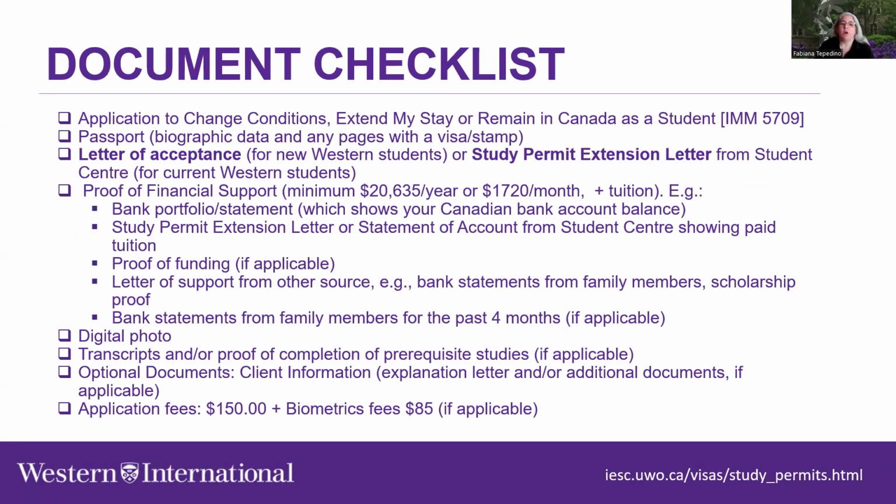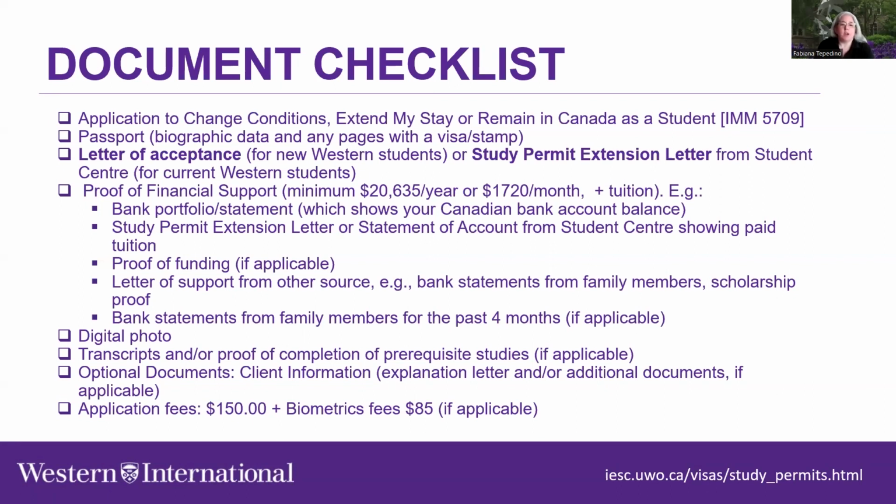Or if you are currently a student somewhere else, you might want to show your current student status, a letter from the institution you're currently attending. In addition to that, you'll need to provide your proof of financial support. As I mentioned earlier, immigration would like to see that you have a minimum of $20,635 for the year to cover your living expenses plus your tuition for 1 year.